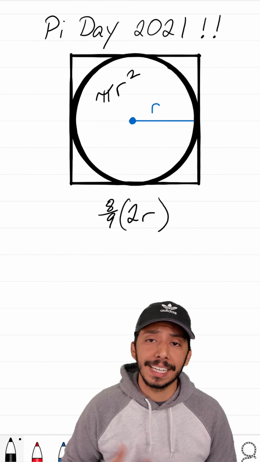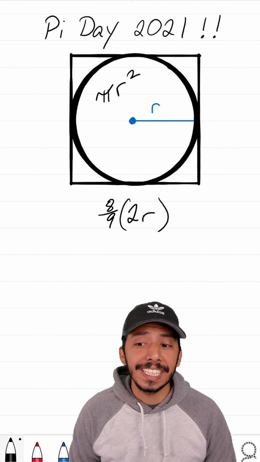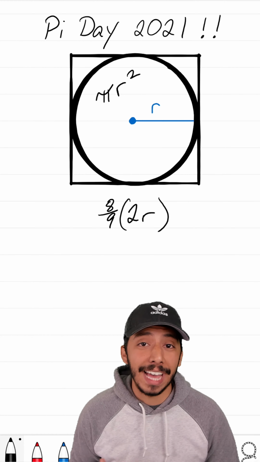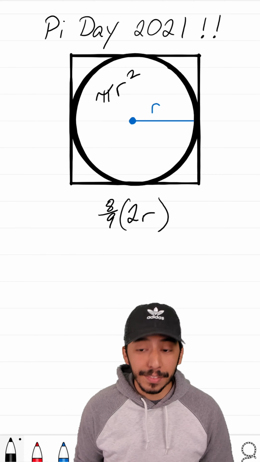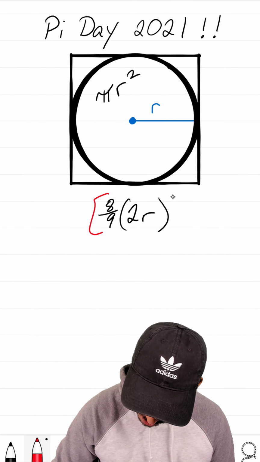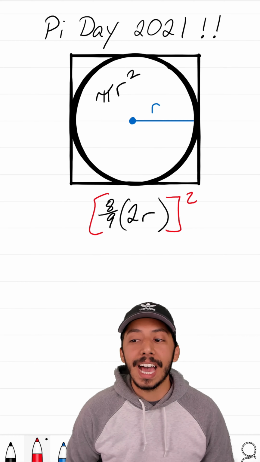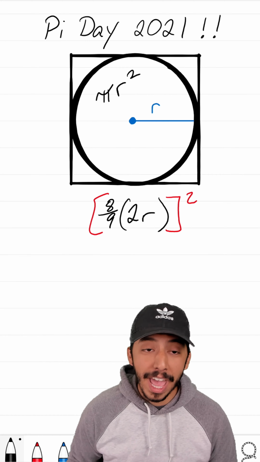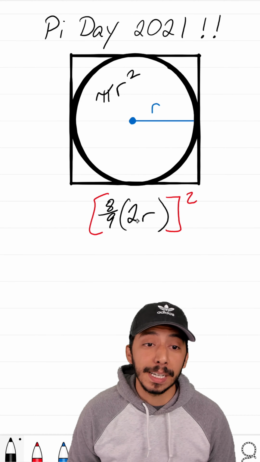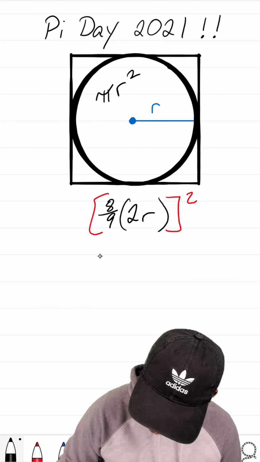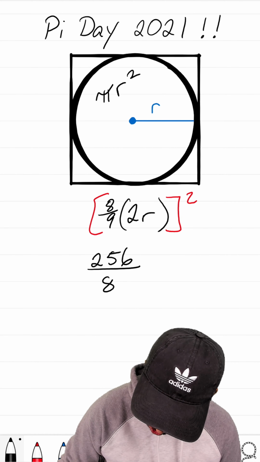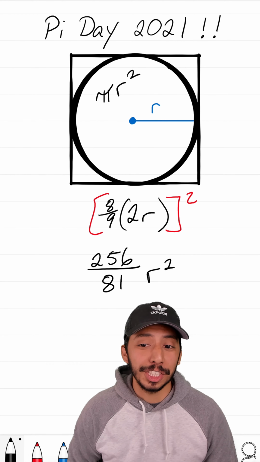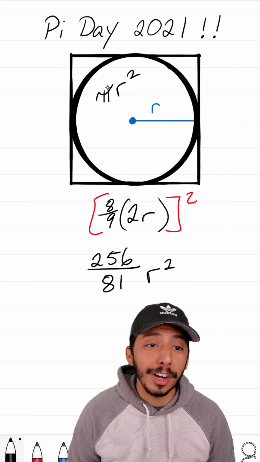Now this remaining side length that we have here, we're going to turn that into the side length for that square, which is going to have the same area as our circle. And to find the area of a square, we just have to square the side. And by squaring the side, we're going to end up with an approximation for the area of our circle. And when we square 8/9 times 2r, we're going to end up with 256/81 times r squared.